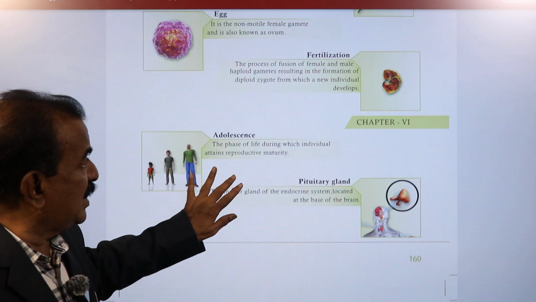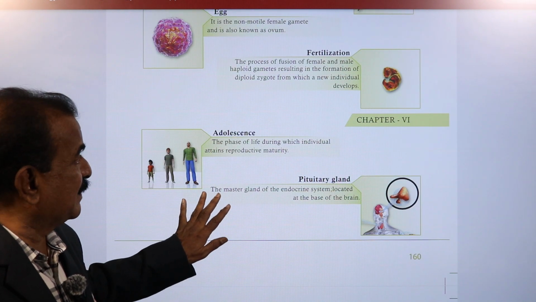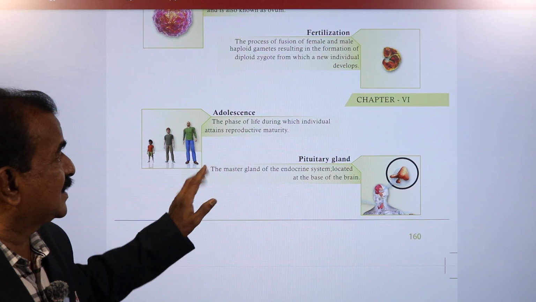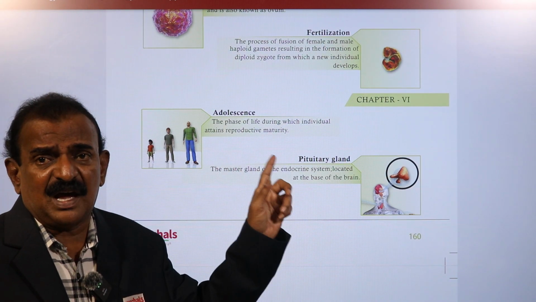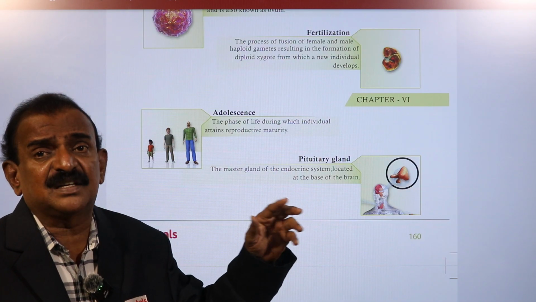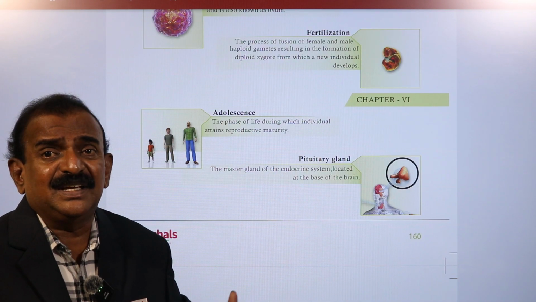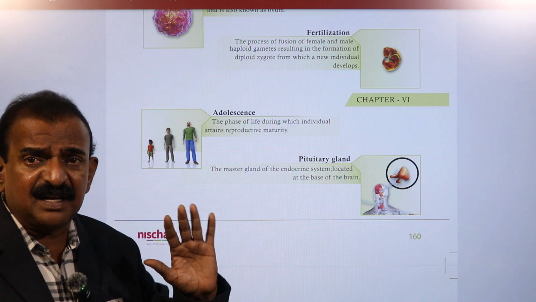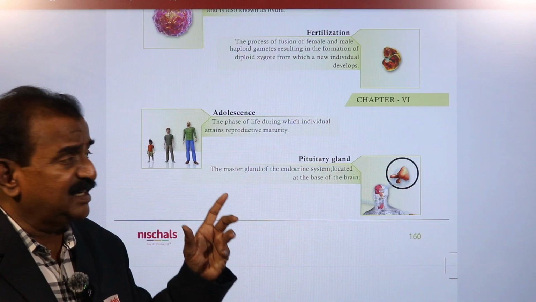Now you are observing the sixth chapter, reaching the stage of adolescence. So what is adolescence? It is a phase of life in human beings in which the reproductive organs mature, and that stage is called the adolescent stage.